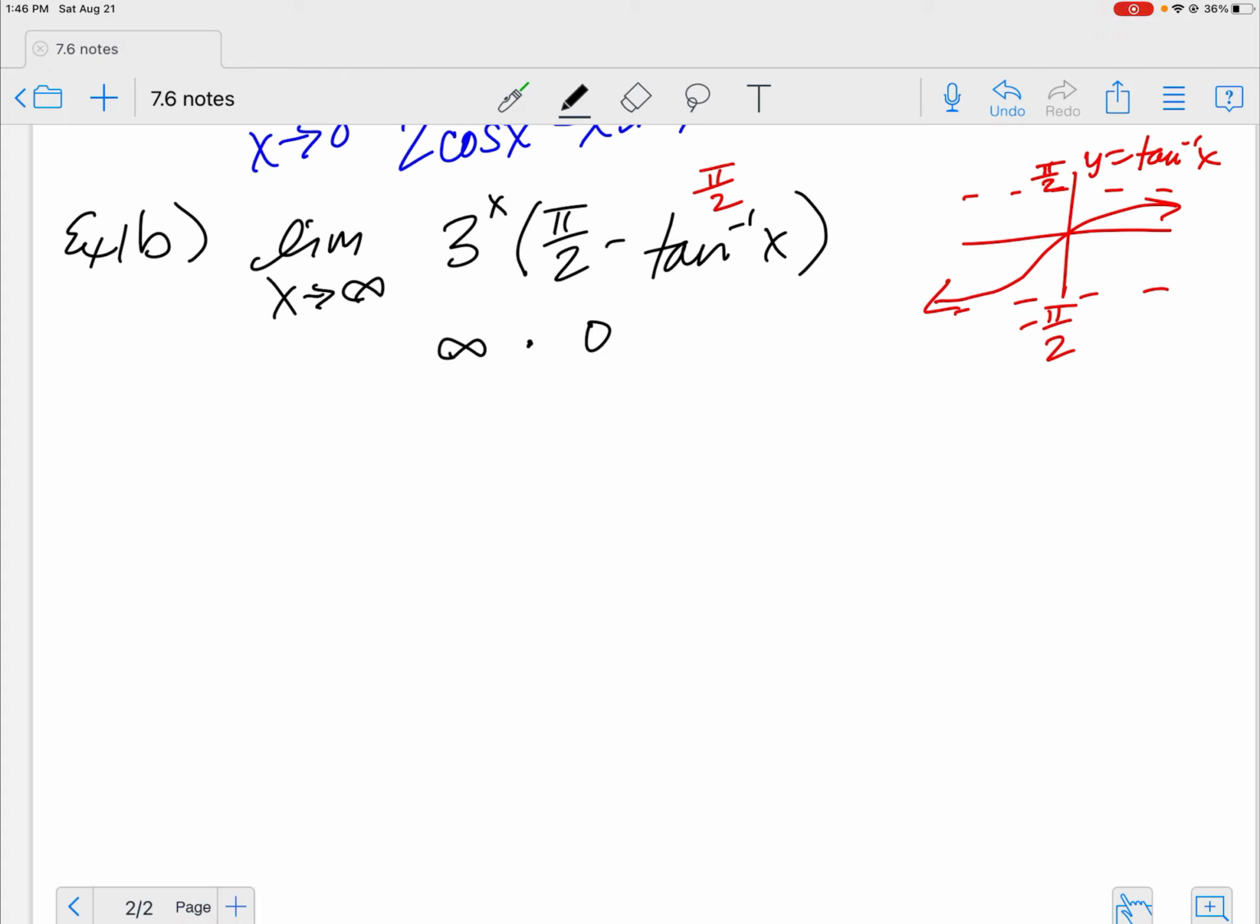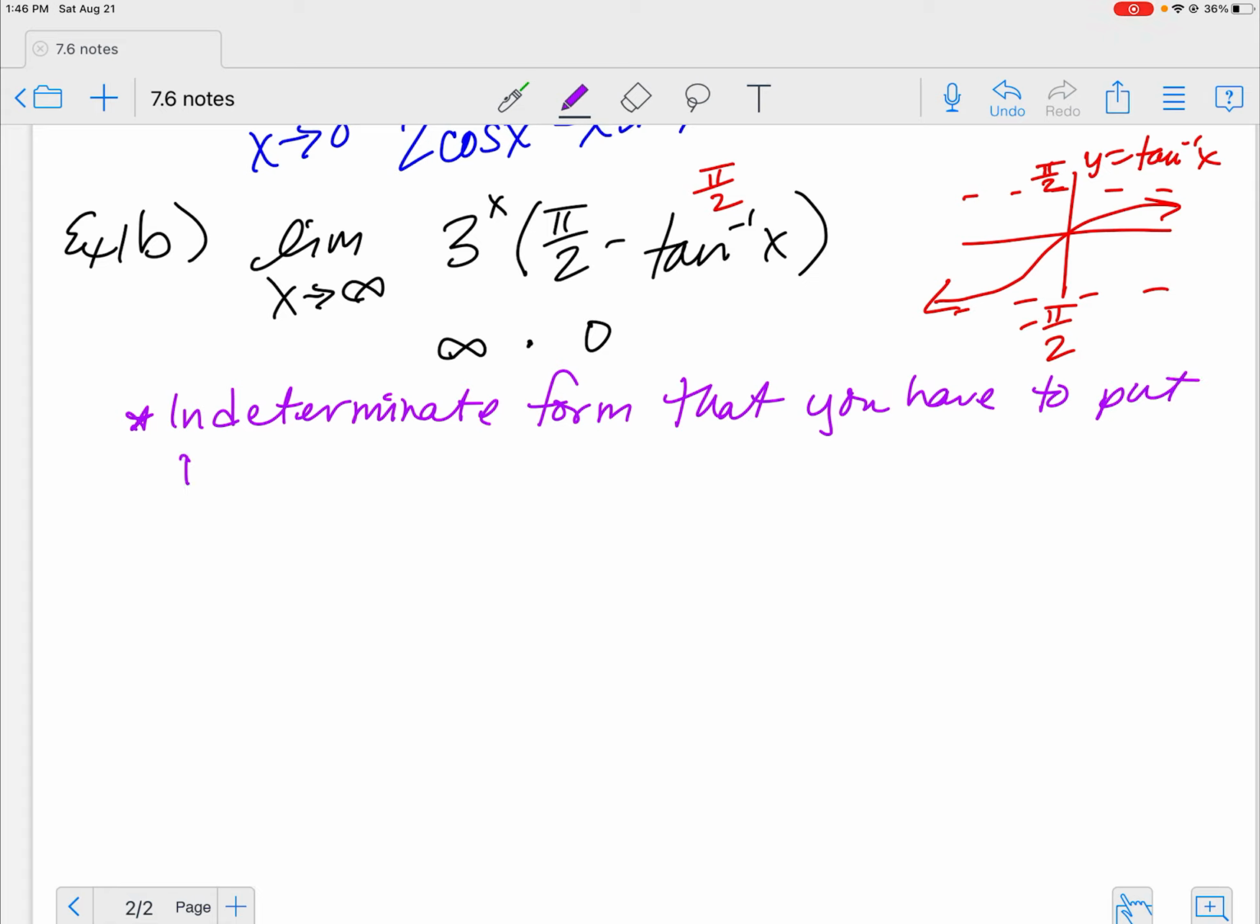And that, if you remember back to Calc 1, is another indeterminate form. Remember, infinity times 0? Let's make a note of this. Indeterminate form that you have to put into a rational expression, so you can use L'Hopital.